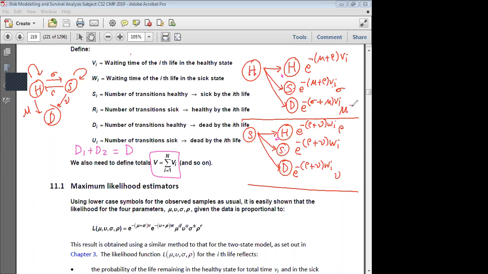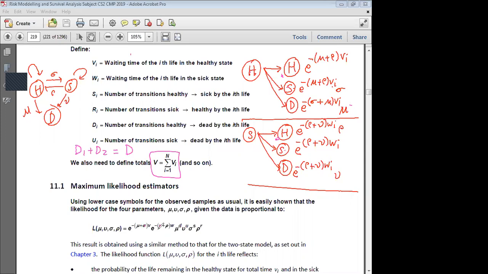This can never be greater than the number of people that you have, because a life can never twice go from healthy to dead. It can only go once. So here you see you have mu raised to D and mu raised to whatever their respective numbers you have here. And then this you can just take as common outside.